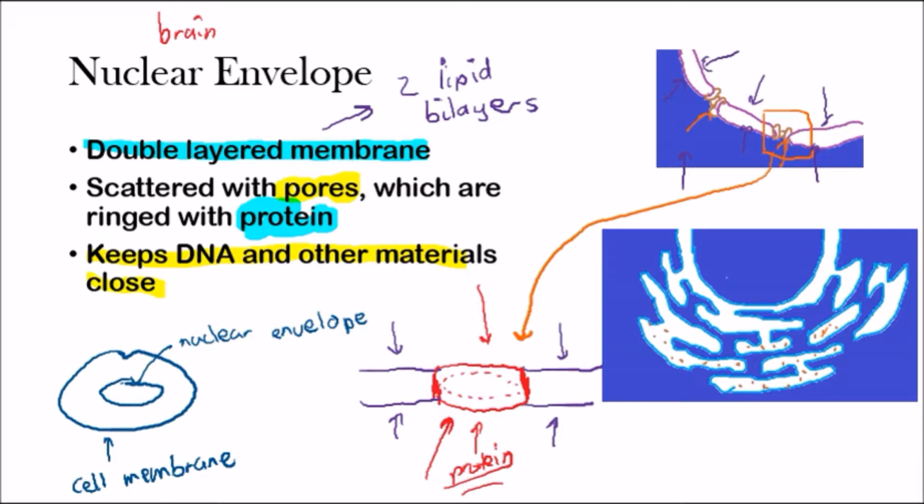Now, before I move on to the next part of the nucleus, I want to mention how the nuclear envelope is continuous. Let me write this term down. Continuous with the ER, with the endoplasmic reticulum.